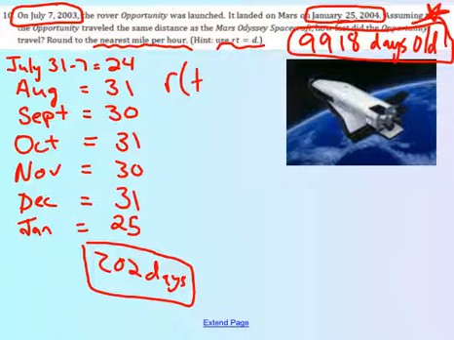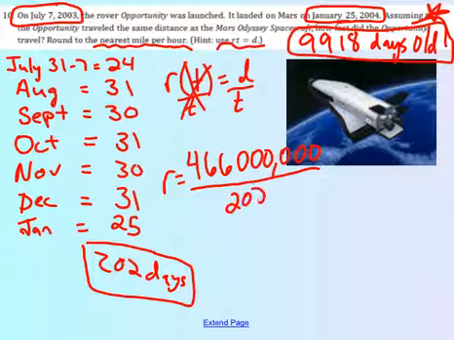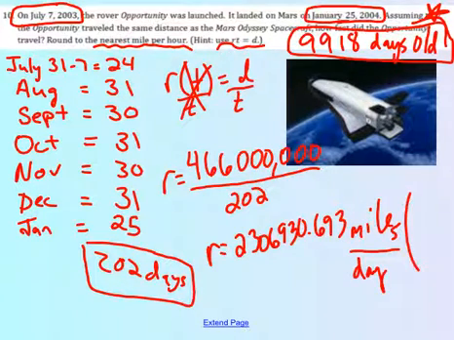So it's rate times time equals distance. Right? We're going to end up dividing by our time again. Divide by our time. So our rate is going to equal, it's the same distance. So you're supposed to take the 466 million in the other problem, divided by 202. Your rate is now 230,630.693 miles per day.